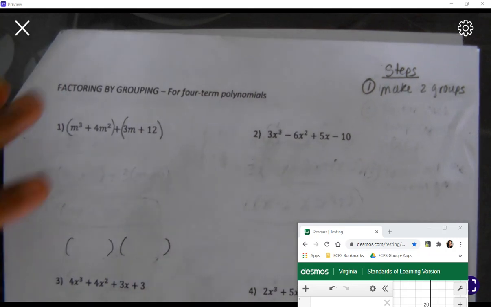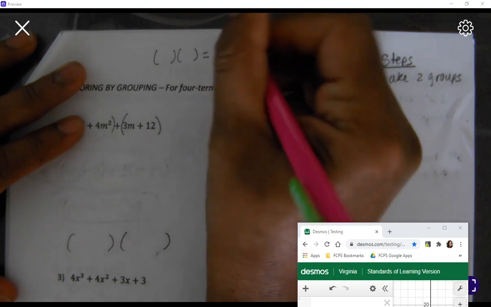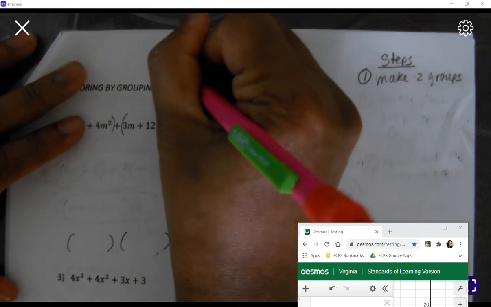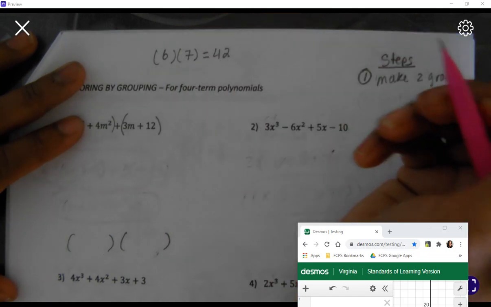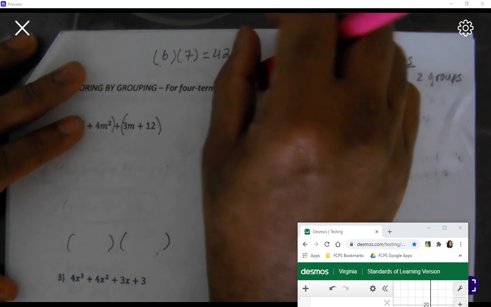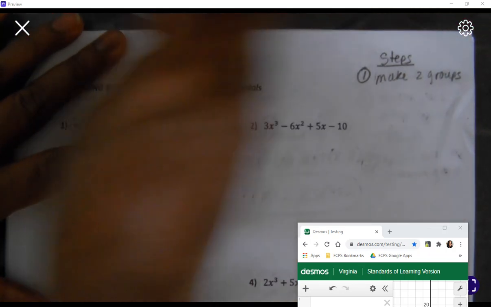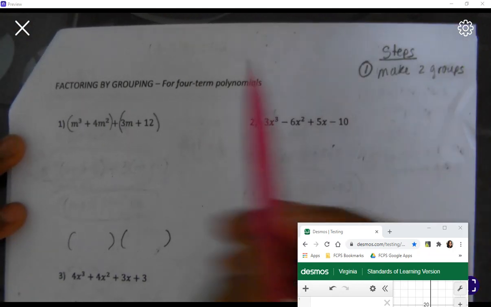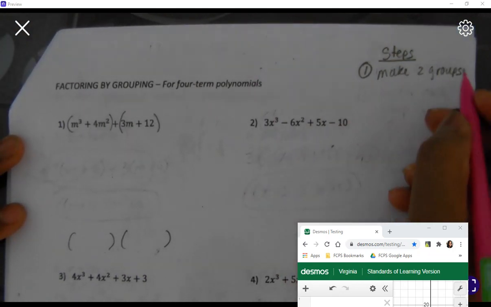And remember, a factor means 2 things that are multiplied together that give you an answer. For example, let's say you have 42, then 6 and 7 are factors. 6 times 7 is 42. 6 plus 7 is not 42, right? So that's what it means when it talks about factoring. So anyway, first we're going to make 2 groups.